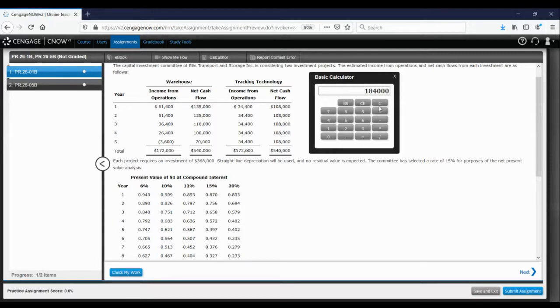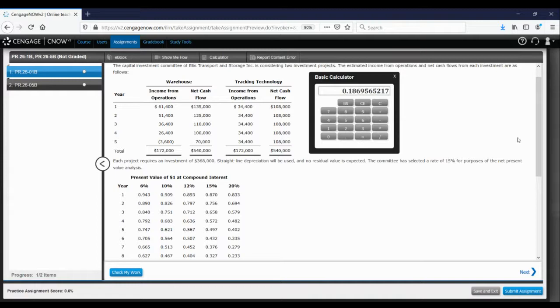This 184,000 is going to be divided into the 34,400. So I'm going to take my 34,400, which was my average annual net income. I'm going to divide that by 184,000, which was my average investment.